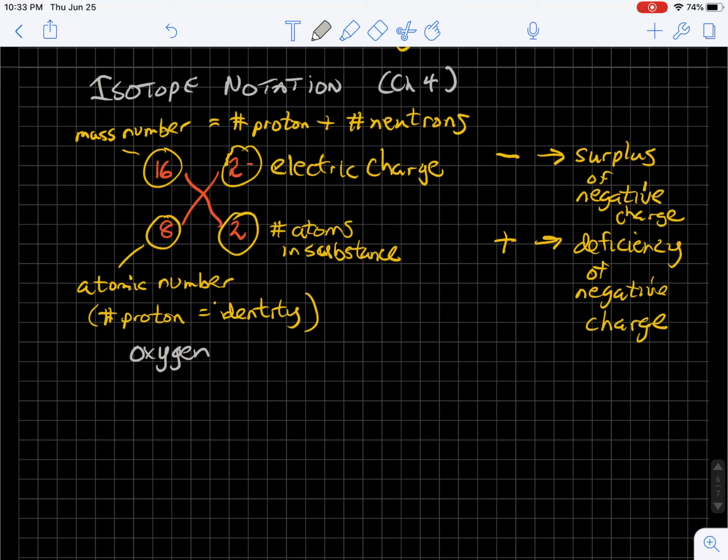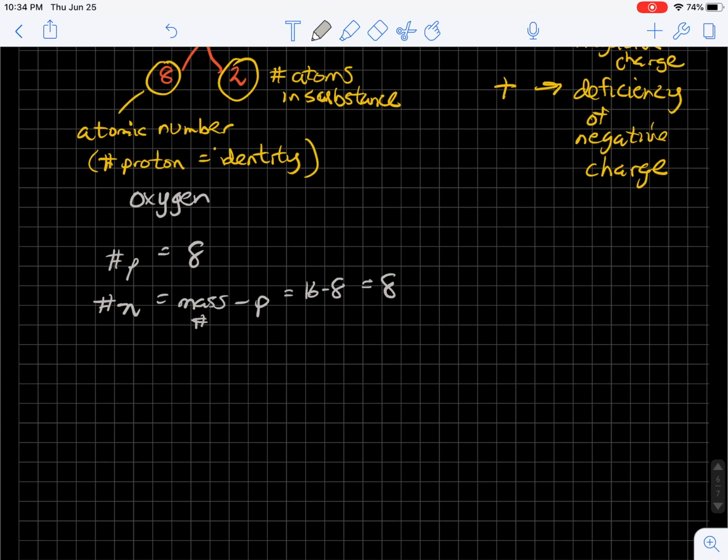But anyway, they'd ask you on a test, what are the number of protons in this substance? We know it's 8 because of the atomic number. What are the number of neutrons? Well, the neutrons are the mass number minus the protons. So this is 16 minus 8. There are also 8 neutrons.